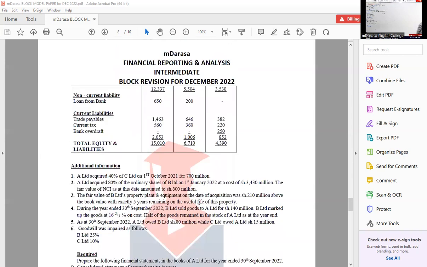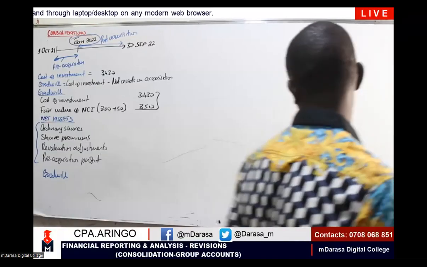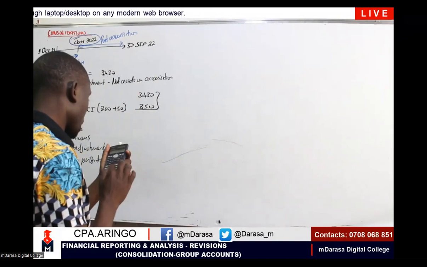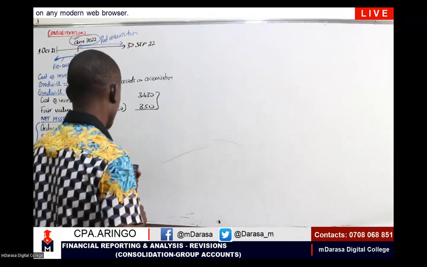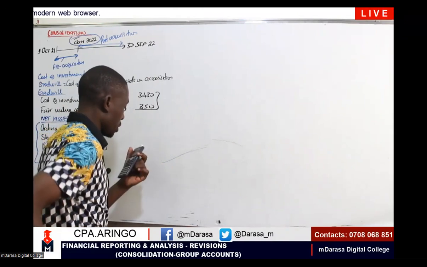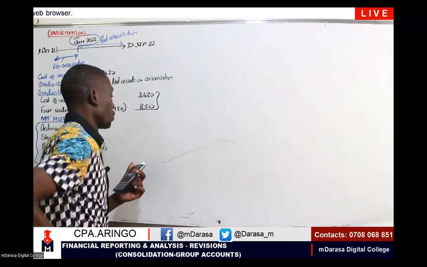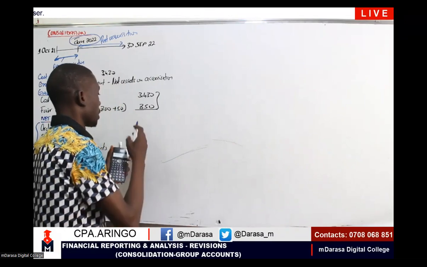So this is what we are going to do. We are going to take our fair value of NCI, which is 800. We are going to add that 50, so that at the end of the day we get 850. That will give us a summation of 3430 plus 850 to give us 4280. So I'll be having my 4280 here.